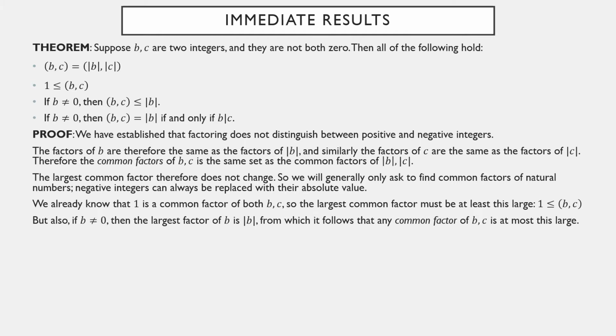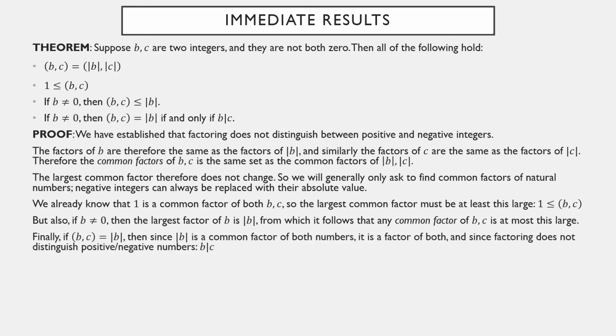Now moving on to the other two claims. If b isn't 0, then the largest factor of b is itself in absolute value. We've already established this. Therefore, the biggest factor of b is its absolute value, so anything that's a factor of b and c cannot be any bigger than that. So any common factor is no larger than the absolute value of b, and therefore the biggest of all the common factors can't be any bigger than that.